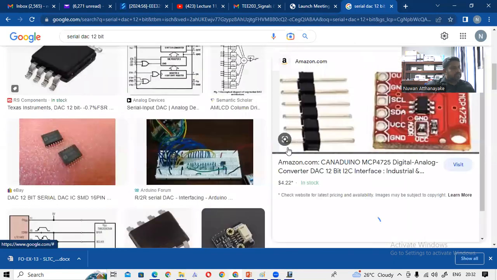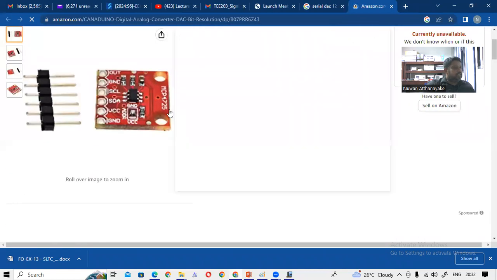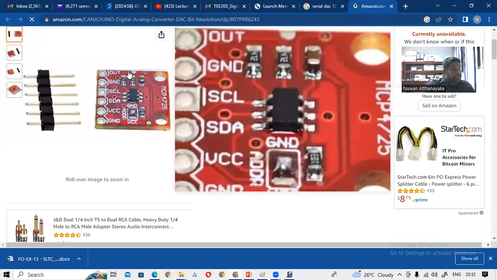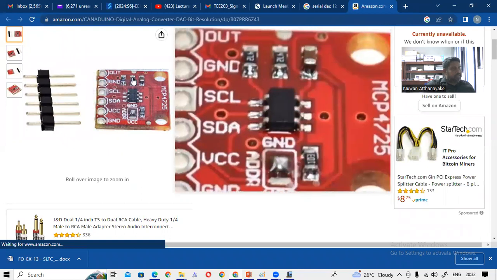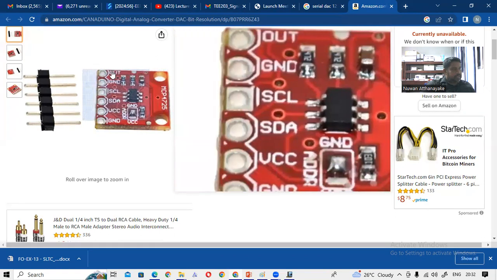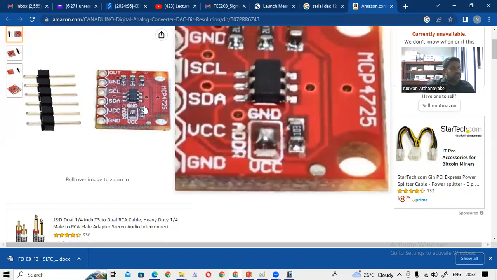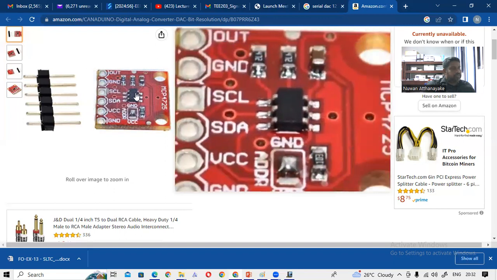Yeah, this one. Okay, so I have used this one. You can use this digital to analog converter in the Arduino board. This DAC supports the Arduino, so you can directly use it with the Arduino board.